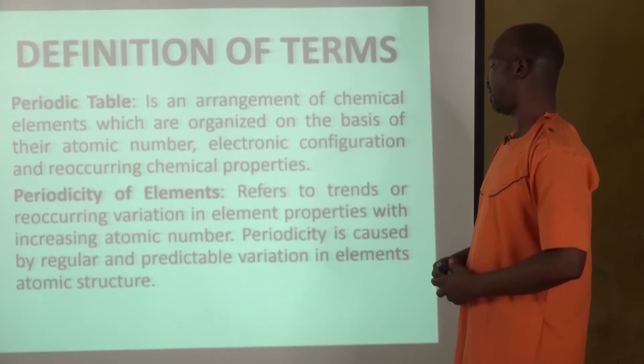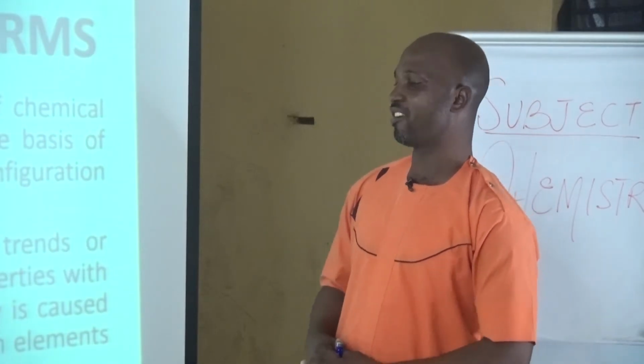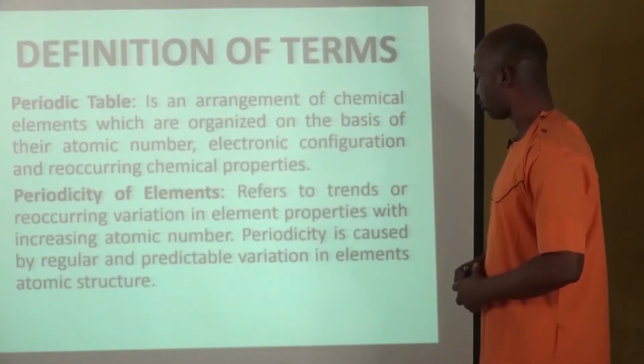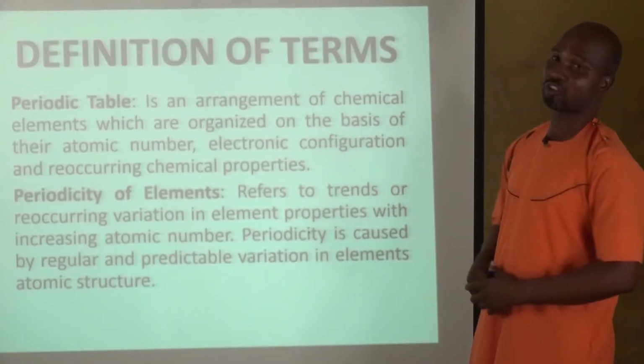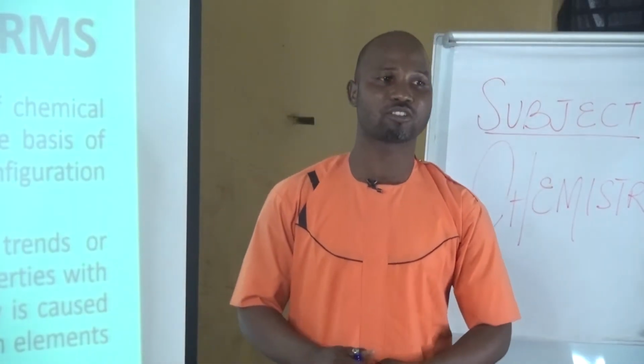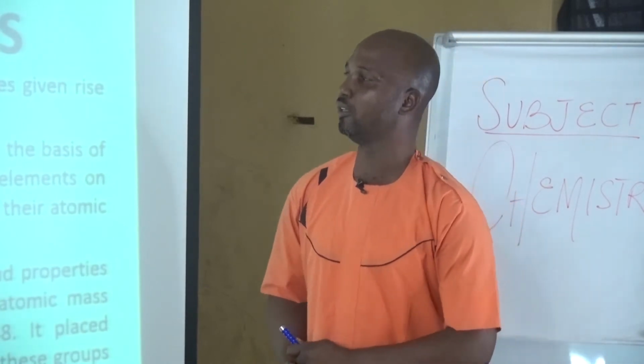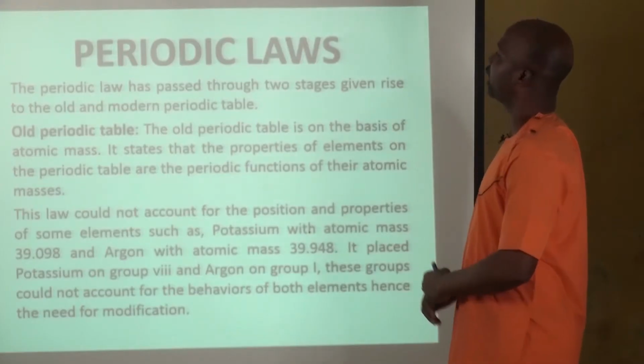atomic number. Periodicity of elements. Periodicity is caused by regular and predictable variation in the elements and their atomic structure. The atomic structure of elements helps us a lot to tell you the group and period an element is placed on. Now, we are going to look at the periodic laws.